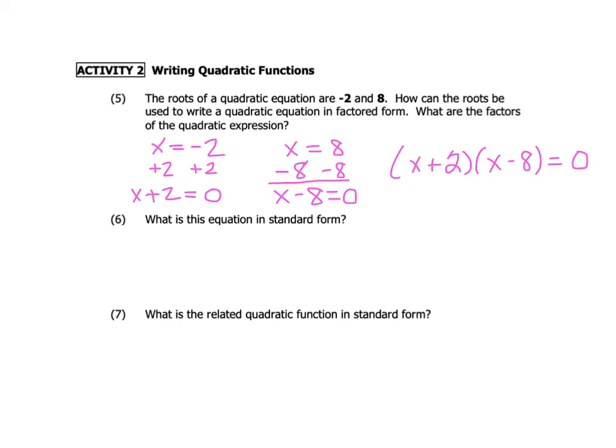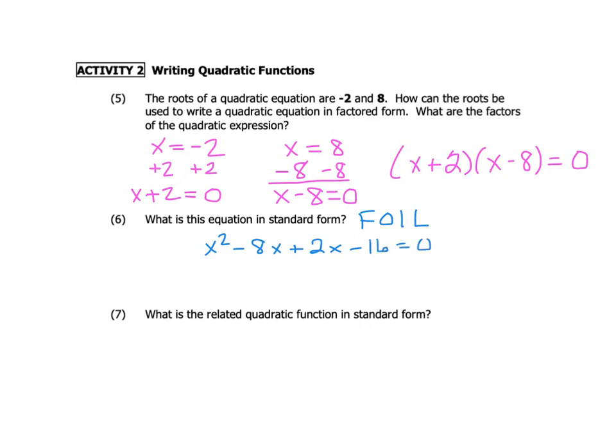And the way that I go about doing that is, let's get a new color here. Let's get some blue for this one. We are going to use FOIL. So first, outer, inner, last. My first is x times x, which is going to give me x squared. My outer, x times negative 8, is minus 8x. My inners, 2 times x, is positive 2x. And my last, 2 times negative 8, is minus 16.